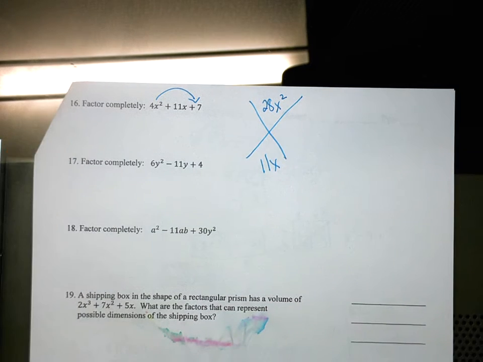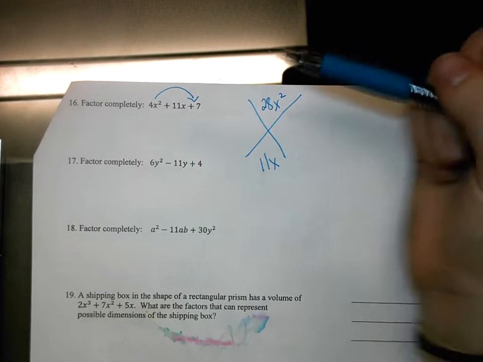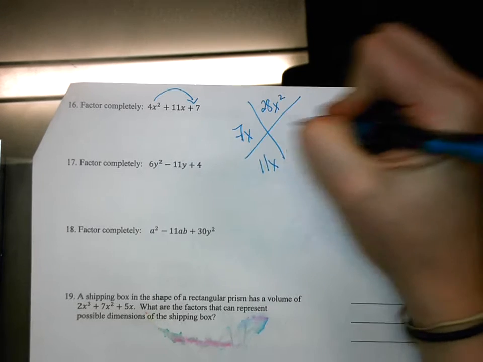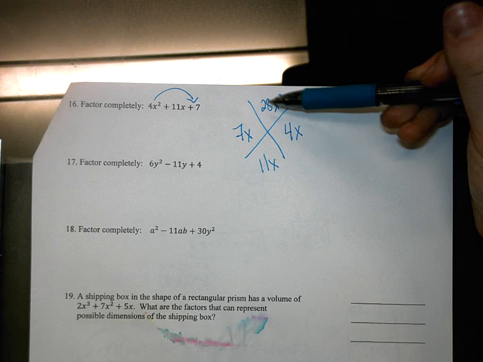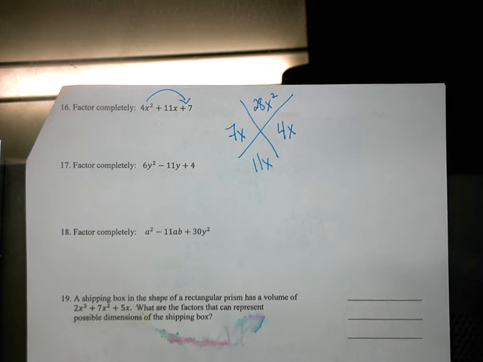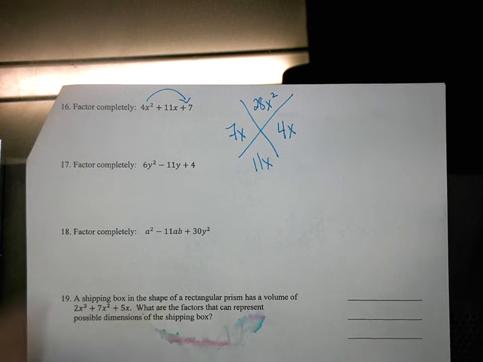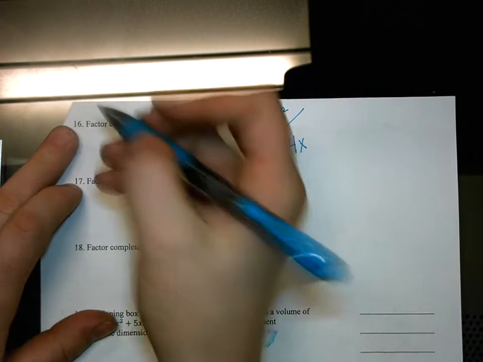On a previous video, we already figured out what numbers multiply to 28x squared and add to 11x. That's 7x and 4x. Just to check, 7x times 4x is 28x squared. 7x plus 4x is 11x. On the left, I'm going to be factoring by grouping. On the right, I'm going to factor by the area model.